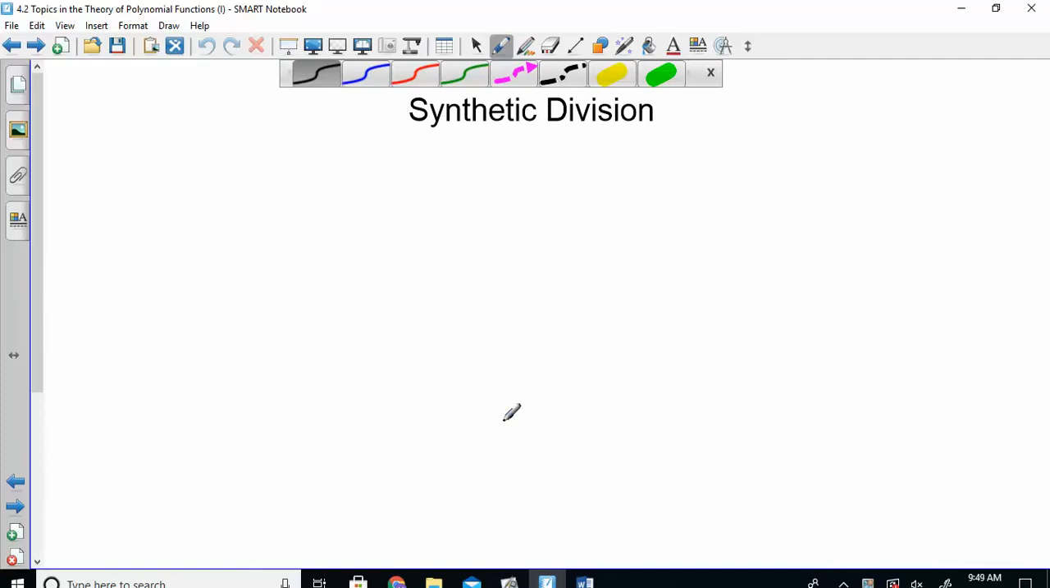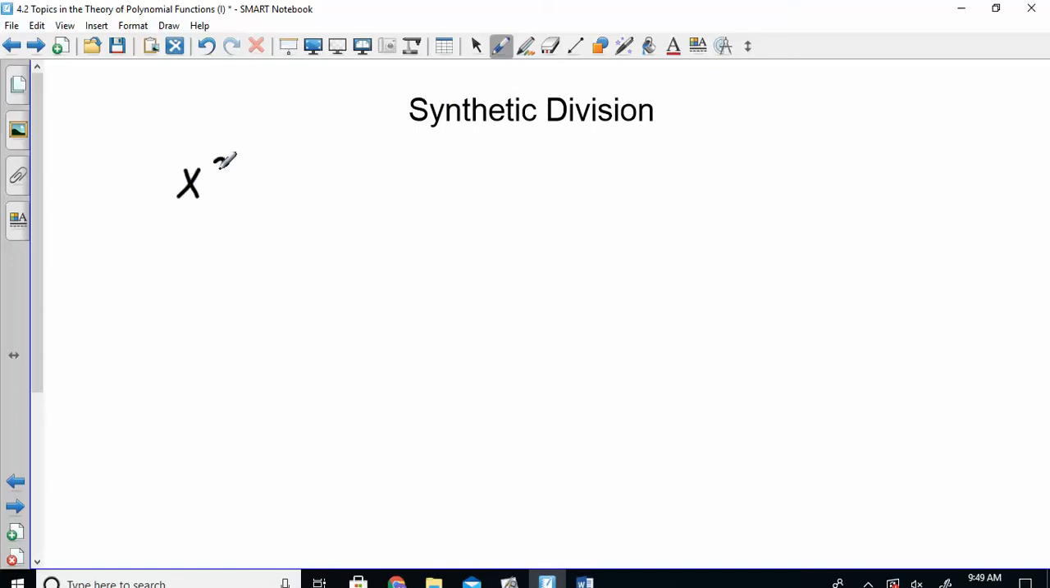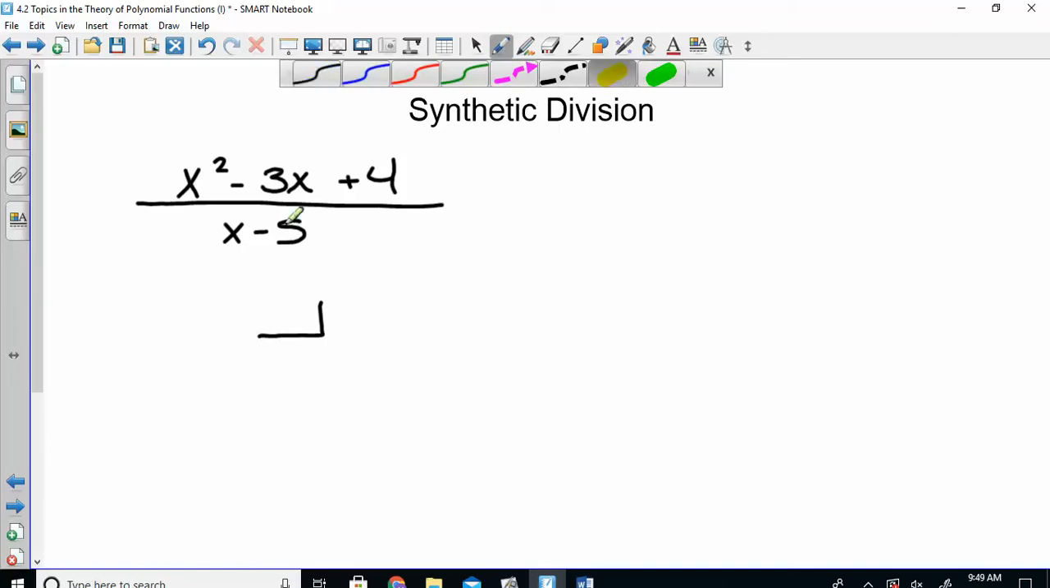We're going to start over with this really awesome thing called synthetic division. Okay, and we use that to divide polynomials. So if I gave you something like x squared minus 3x plus 4 divided by x minus 5, you could do long division to do that, or we can set up what's called synthetic division. Synthetic division is a shortcut where we are going to leave out any of the x's. So we start with what we're dividing by, x minus 5.